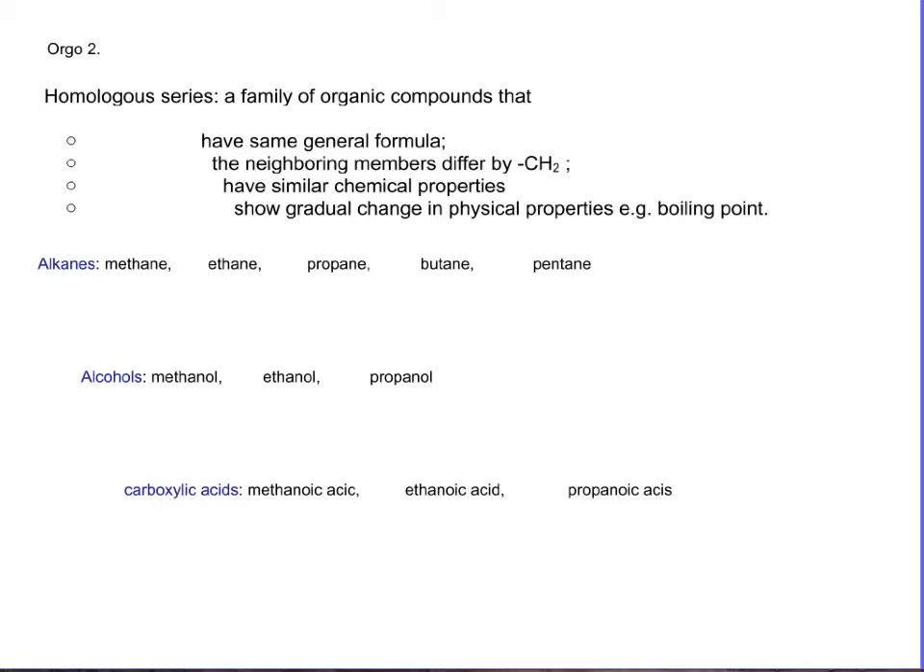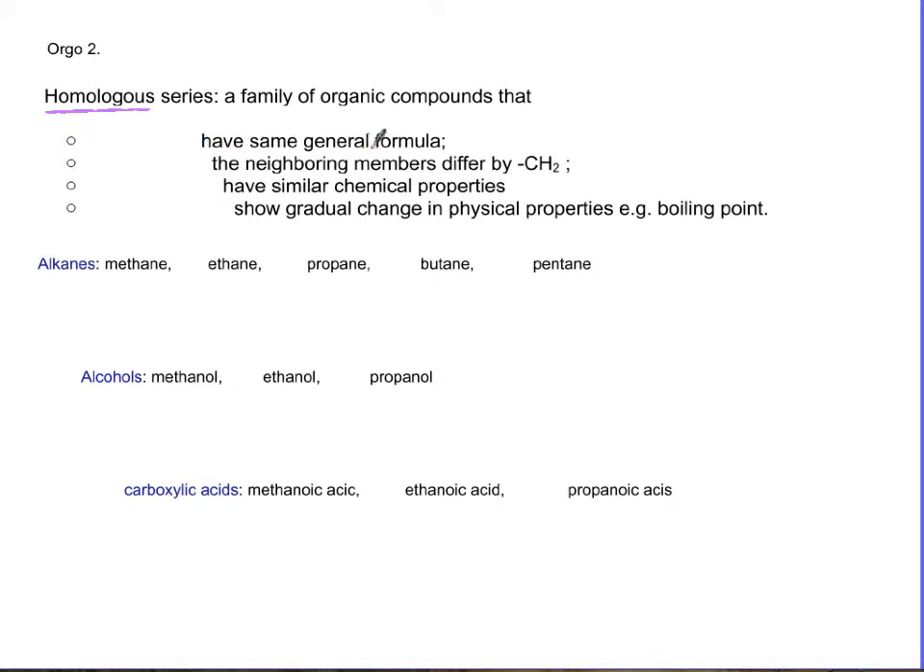This second tutorial is just for the sake of one word that you need to be able to define and give an example for, and that's homologous series. Now, homologous series, if we ask you to deduce it or describe it, is a family of organic compounds that have the following four criteria or characteristics.